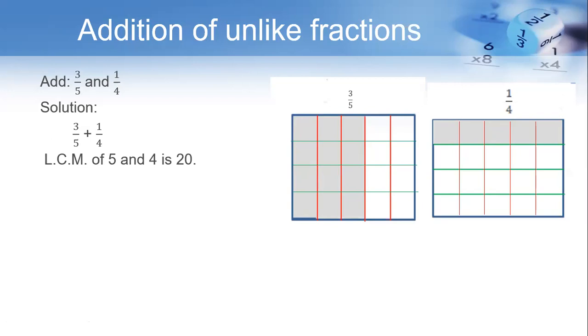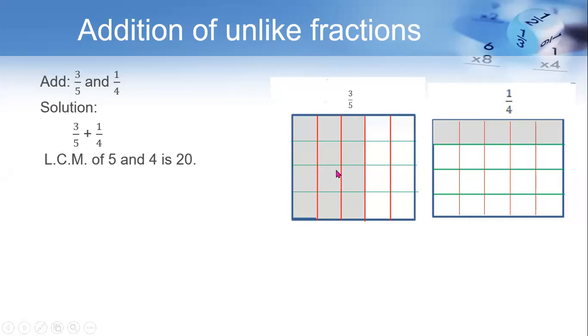17. That means 17 out of what? Out of 20, right? Both have 20 pieces, which means 17 are added out of 20. Okay, that is the concept. Look, from the pictorial form also we can add them.